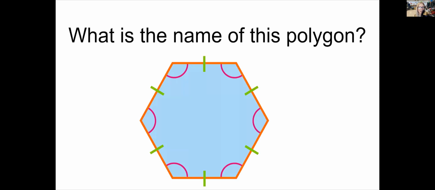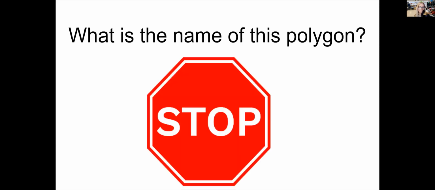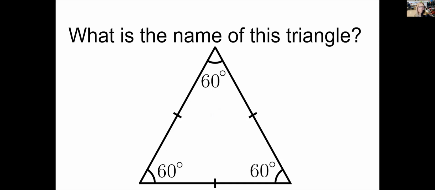Next one, what is the name of this polygon? Check out the sides. How many sides? And then name it. What is the name of this polygon? The stop sign. How many sides does this have? And then give it a name. And what is the name of this triangle? Looks like all the sides are equal. And all the acute angles inside of it are equal also.